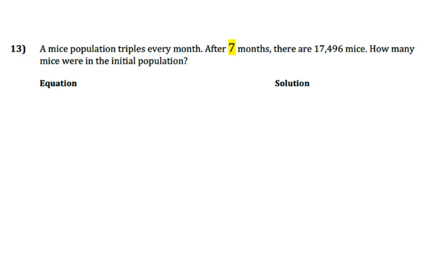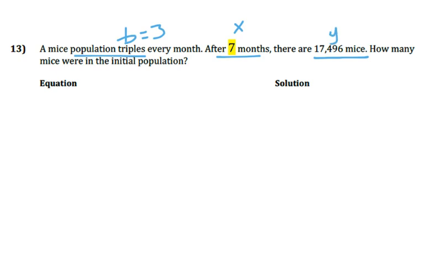Number 13. A mice population triples every month. After 7 months, there are 17,496 mice. How many mice were in the initial population? So again, finding our information, we know the population triples, so that's going to be our B. Tripling will be 3. And we notice that after 7 months, so this is going to be our X, and there are 17,496 mice, so this could be Y.